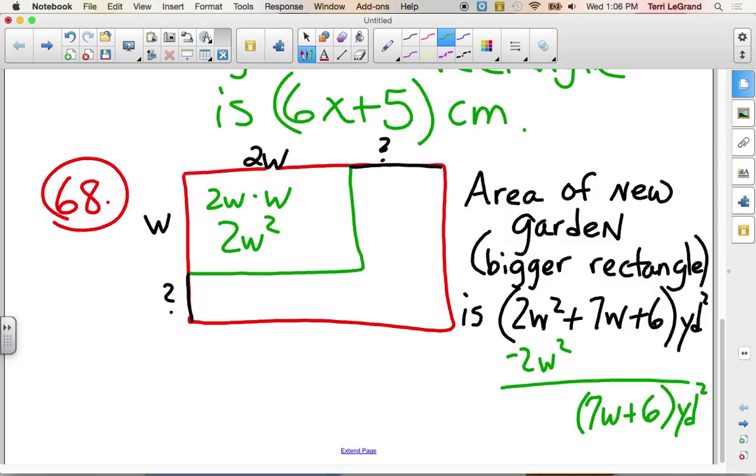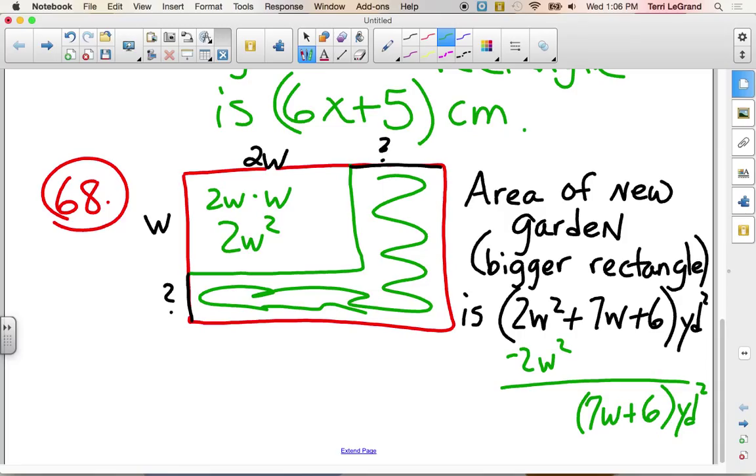We don't know what to do here with that 7W plus 6. Anybody know what to do with that? Because what that is really representing right there is all of this. Okay, so this is 7W plus 6 yards squared. Anybody know what we can do with that?